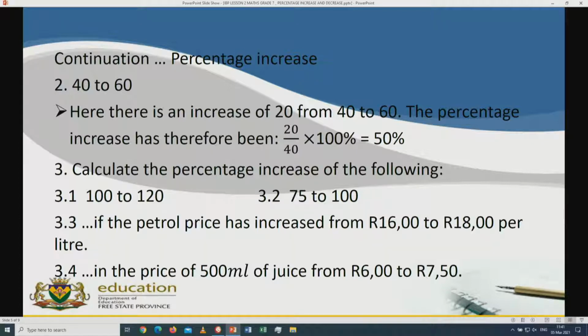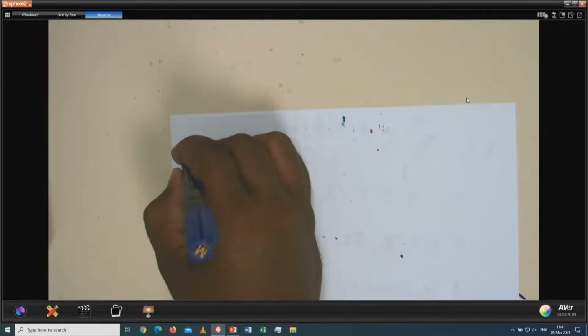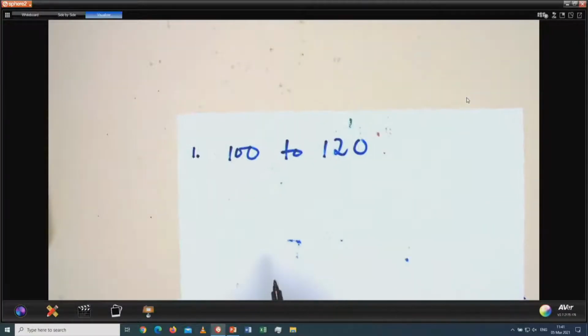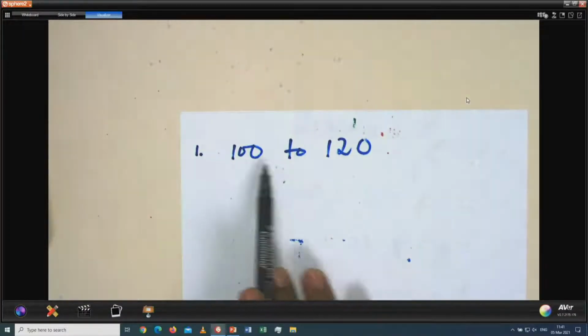Now, let's go to number 3, which will engage us in the activities. Calculate the percentage increase of the following. 3.1, it says 100 to 120. Then we need to find the difference between the two.